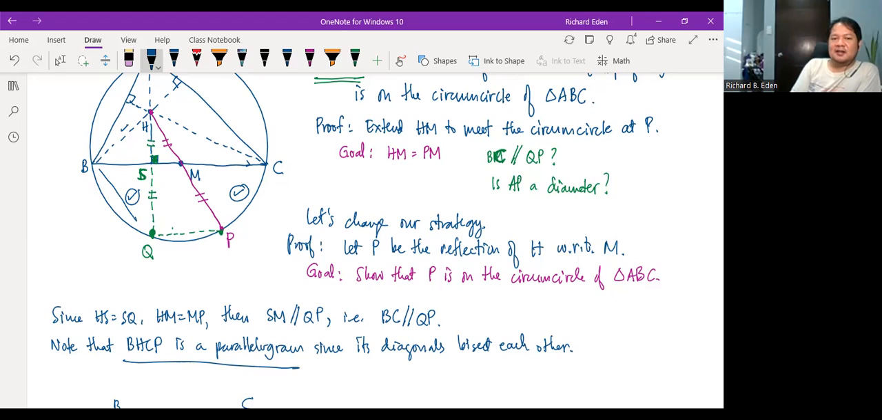Nice. So anyway, BQ and CP are equal, and that means your trapezoid is really an isosceles trapezoid. So therefore, the vertices BCQP are concyclic, which means P is on the circle of BQC. But that circle is a circumcircle. So yun na. Yay. Okay.